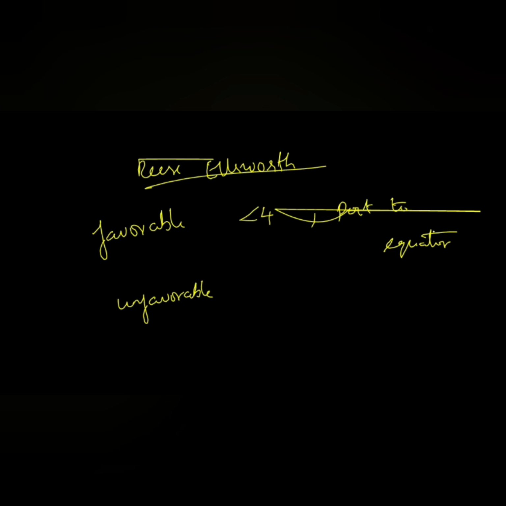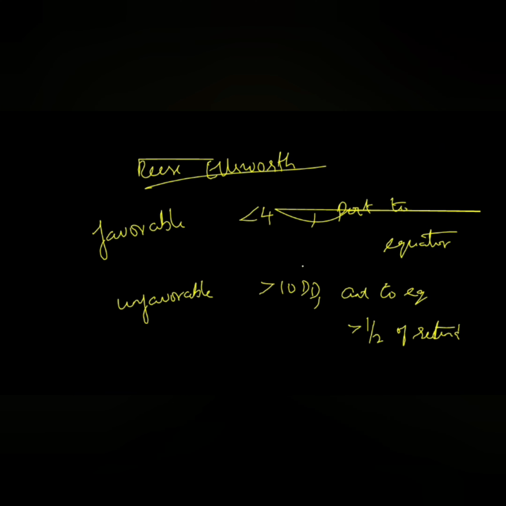You say it is unfavorable when the size is more than 10 disc diameter, it is anterior to the equator, and it involves more than half of the retina. Then the survival of vision in that eye is not possible. This is measured as disc diameter. So this is the important classification. Again, this can be asked as an MCQ. Retinoblastoma on the whole is very important for your MCQs in competitive exams. So that completes the discussion on retinoblastoma. Thank you.